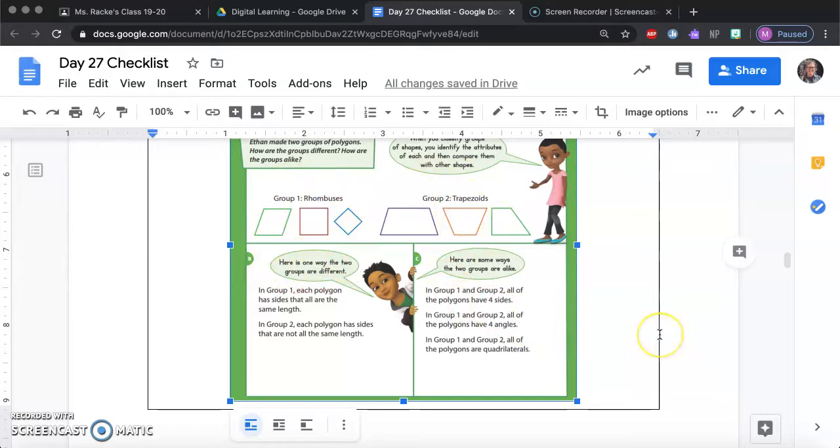They also have ways that they're similar. In group 1 and 2, all the polygons have 4 sides because they're all quadrilaterals. They're all polygons that have 4 angles, and they're all quadrilaterals. So 4 sides, meaning a quadrilateral, and 4 angles.